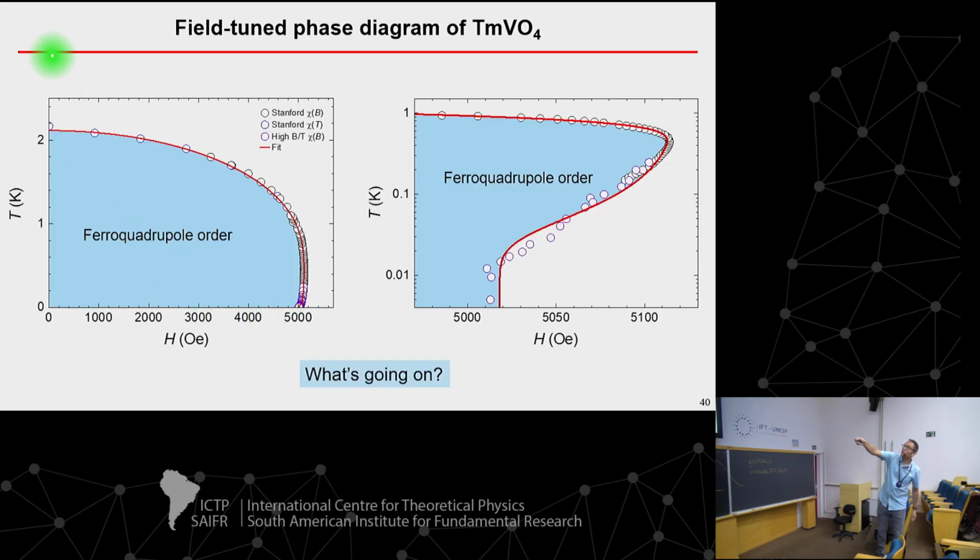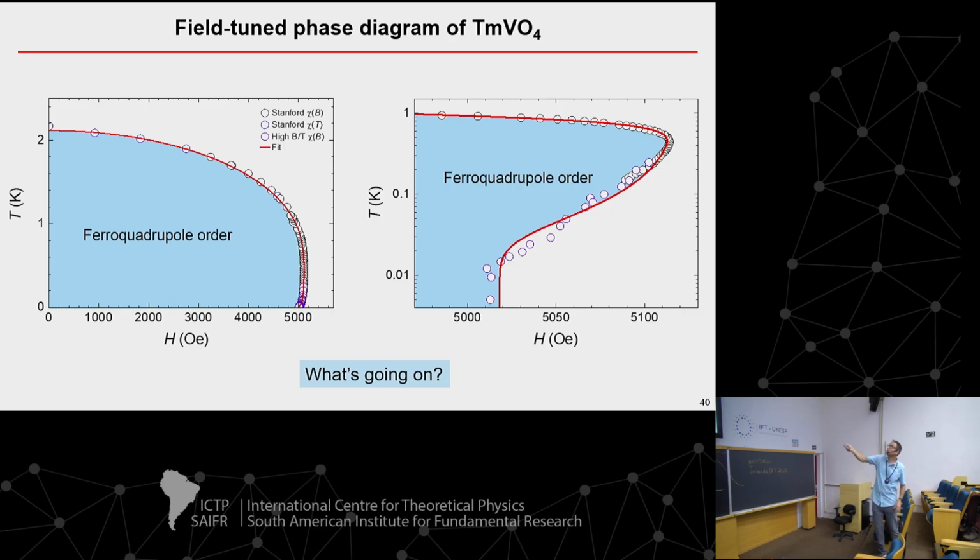If I plot that, so this is temperature versus field, the ferroquadrupole order sits in here. This is the disordered system. This is the back bending that we're looking at. But if I blow that up on a log scale and zoom in here, this is what that phase boundary is doing. And you can just as equivalently do a susceptibility measurement at constant field, and you'll see this go from disorder to order to disorder. That's a really weird phase diagram.